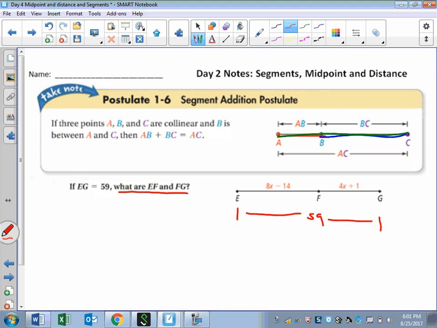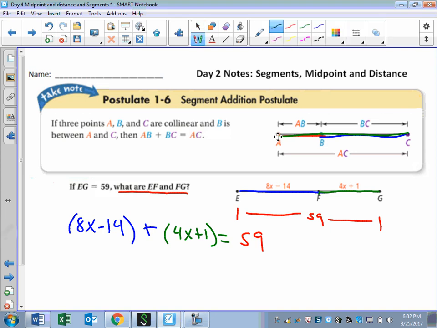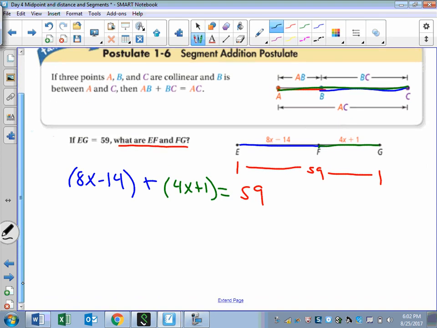So EF is 8x minus 14. And then we got plus, because it's the segment addition postulate, FG is 4x plus 1. And all that is going to have to be equal to 59. So now we just need to use a little bit of algebra to figure out what x equals, and then we can plug those back in.